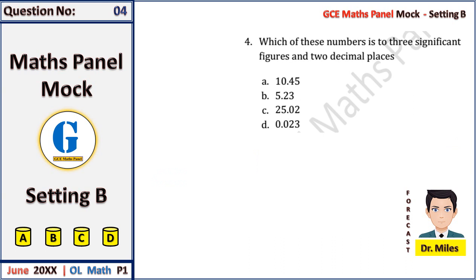Question 4. Which of these numbers is to 3 significant figures and 2 decimal places? The only number here is 5.23. This number is to 3 significant figures and at the same time 2 decimal places.